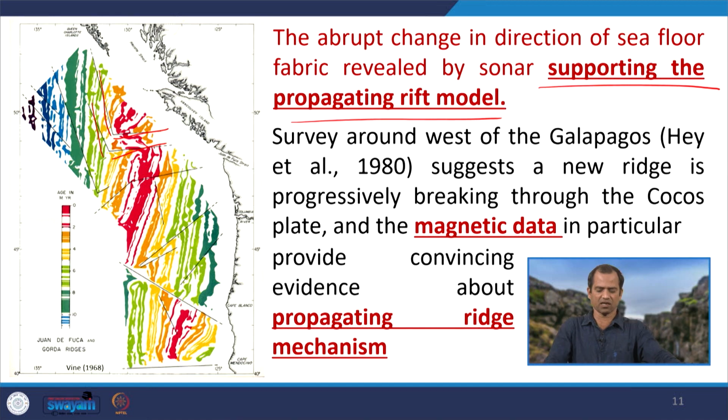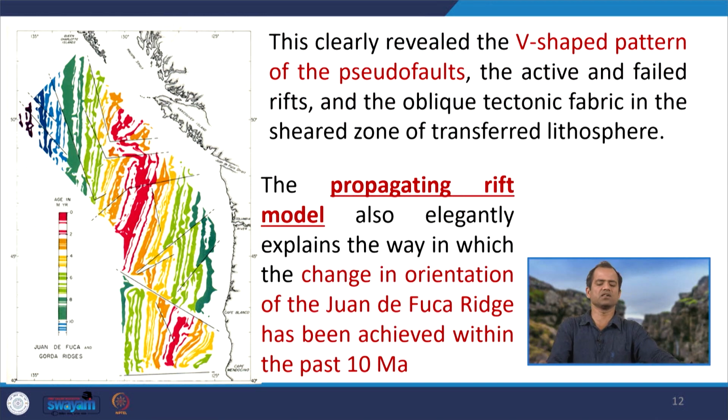So, surveys around the west of the Galapagos suggest a new ridge is progressively breaking through this Cocos plate, and the magnetic data in particular provide convincing evidence about the propagating ridge mechanism. So, this is all about what we have discussed here. This clearly revealed a V-shaped pattern of the shadow fault.